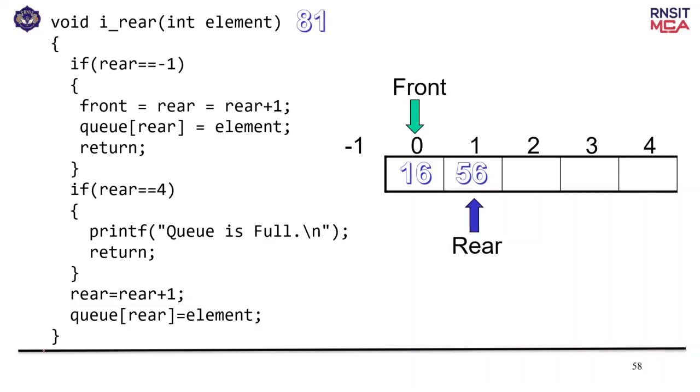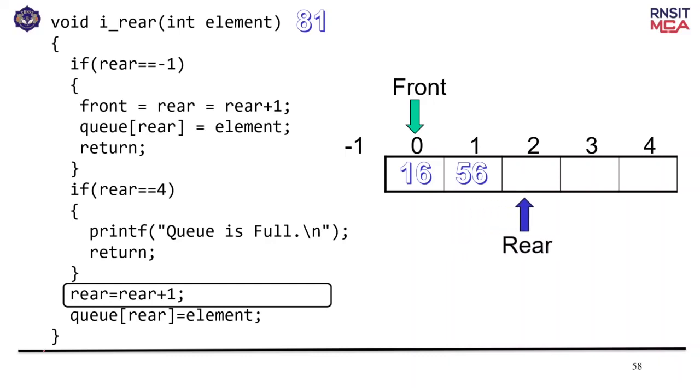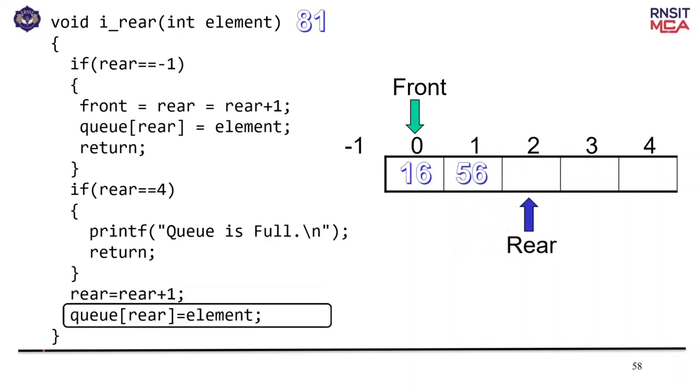So this is how inserting at the rear end works. Now another time you call, this time it is 81. Again you check whether rear is equal to -1. No. Rear is equal to 4? No. So now rear is equal to rear plus 1. Rear moves to the next cell, and Q of rear is equal to element. So automatically the element is stored.